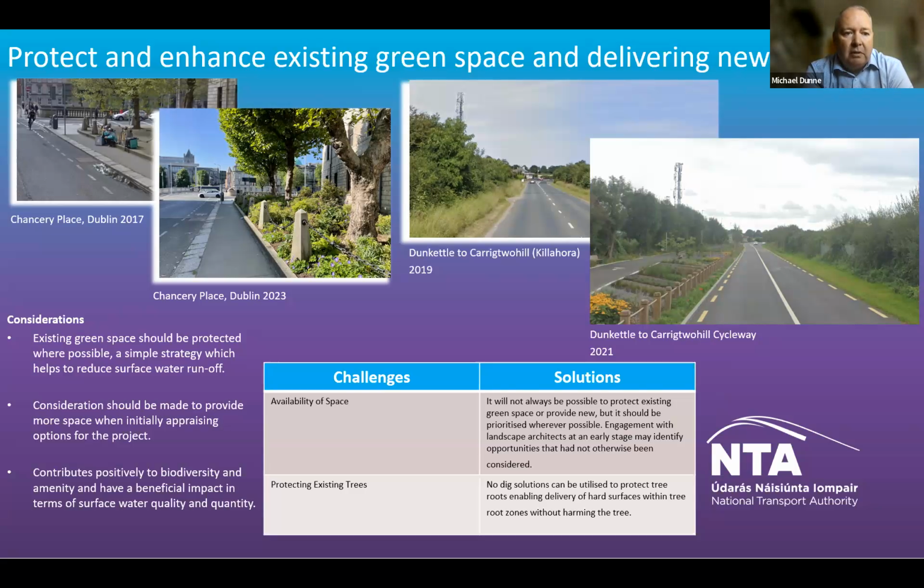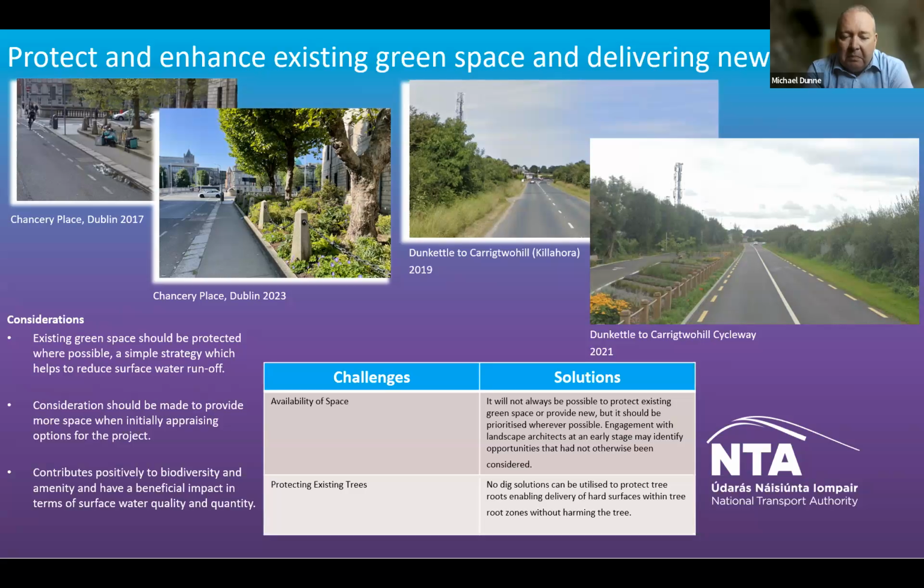So the top left, you can see Chancery Place in Dublin in 2017, and you can see it was quite a hard impermeable area. There was planting, greening took place, and in 2023, that was an image of what it now looks like. We also have on the right-hand side the Dunkettle to Carrigtwohill cycleway. So we had the Killahora Road in 2019, and then thereafter the cycleway was installed, but there wasn't a hard median put in between the cycle facility and the carriageway. This was green and planted, and you can see, I think it's an excellent facility.